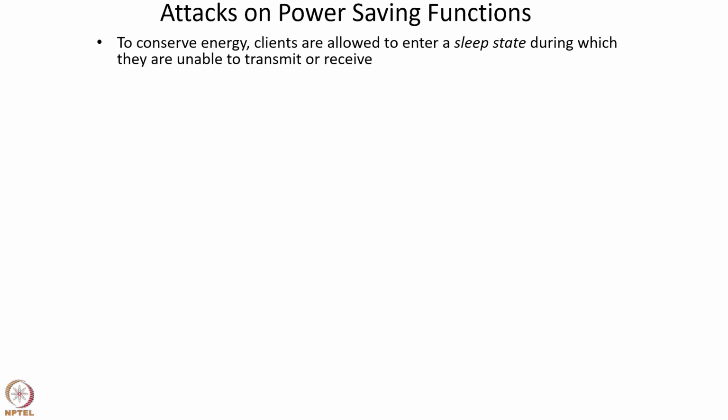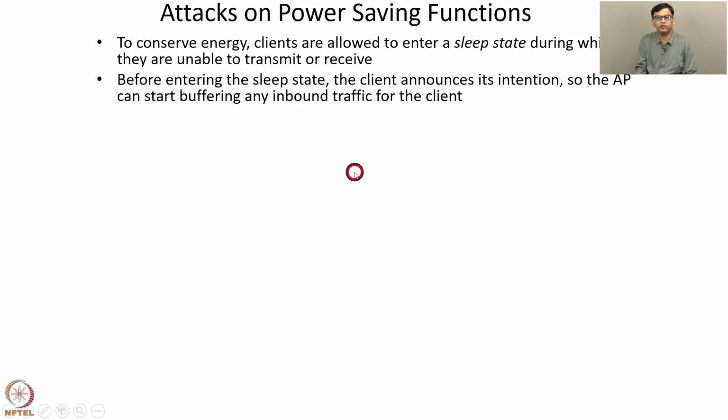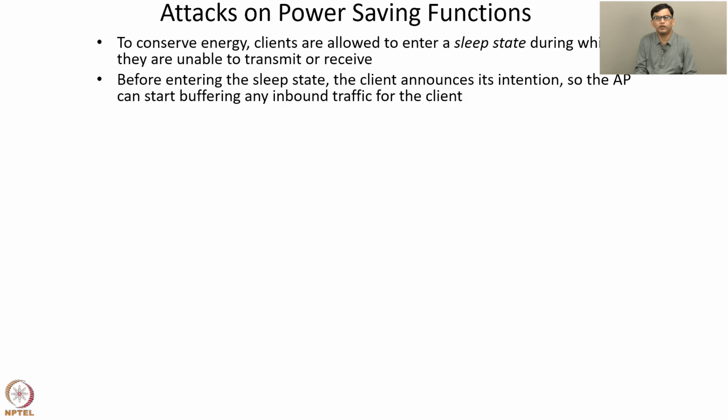This is done to conserve energy at the client, because the client is typically a battery operated device such as a smartphone or a laptop. So to conserve energy, the client goes into the sleep state when it is not going to exchange data packets in the near future. Before entering the sleep state, the client announces its intention, so the access point can start buffering any inbound traffic for the client. The client may be in sleep state, but some node in the internet may send a packet to the client. The access point is not able to immediately send the packet to the client because the client is in sleep state. So the access point buffers the traffic that is being sent from nodes in the internet to the client.